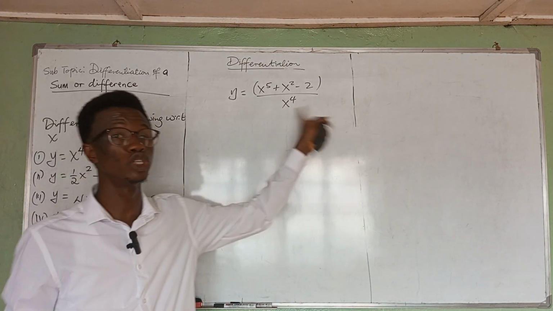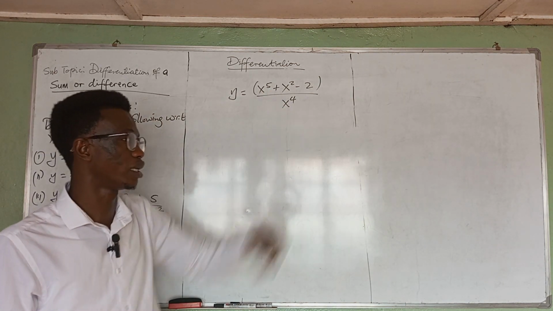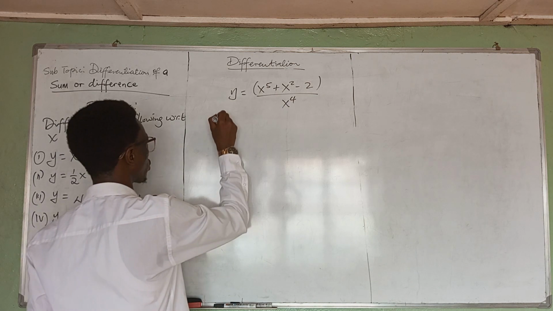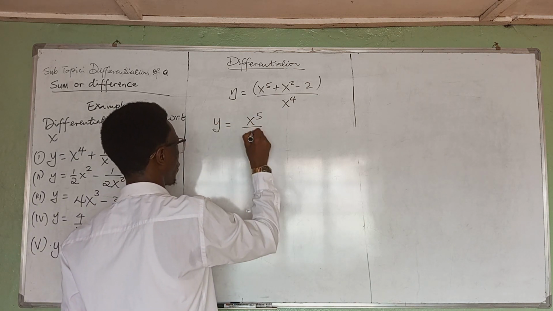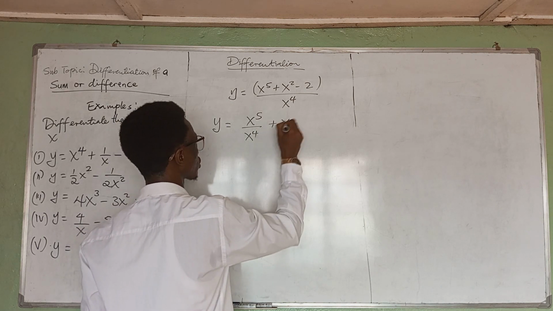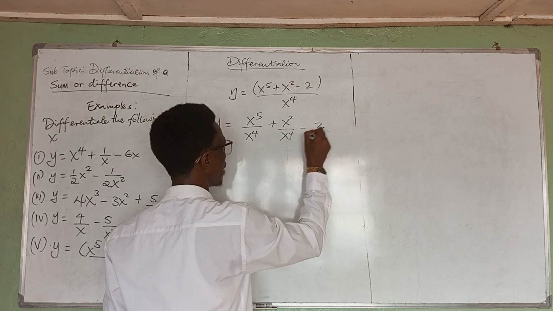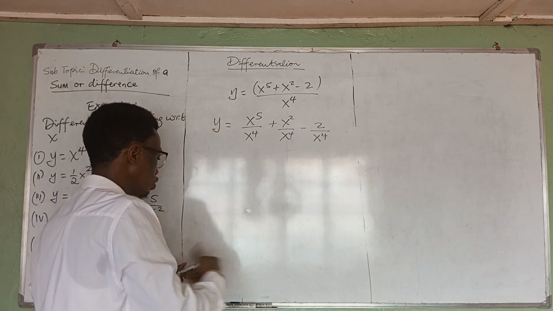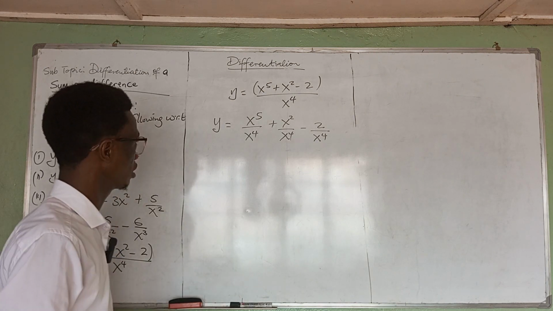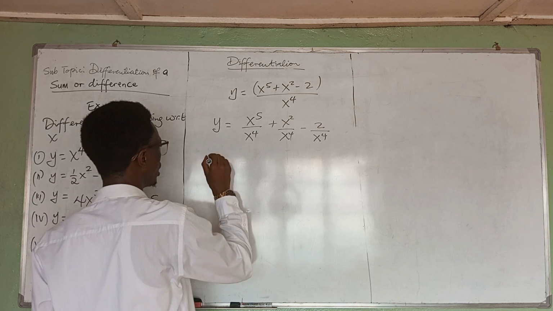So all you need to do is a common denominator. So just take it and divide individually here. So that means y becomes x raised to the power 5 divided by x raised to the power 4 plus x squared divided by x raised to the power 4 minus 2 divided by x raised to the power 4. That's the first thing you have to do. And once you are done with that, everything else becomes very simple, because we've done that already. And now you play with indices here.